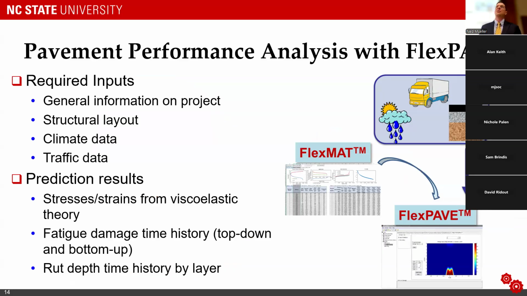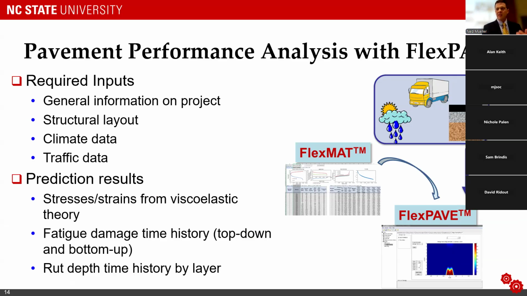A big part of that is understanding what the damage or cracking is going to look like over time, what the rutting is going to look like over time, and then making design decisions based on it. So the tool takes necessary inputs: structural layout of the pavement, the climate data, so what the predicted weather looks like over the next 30 years, basic traffic information, how many trucks, how heavy, and then it predicts stresses, strains, damage or cracking, and then rut depth over time.